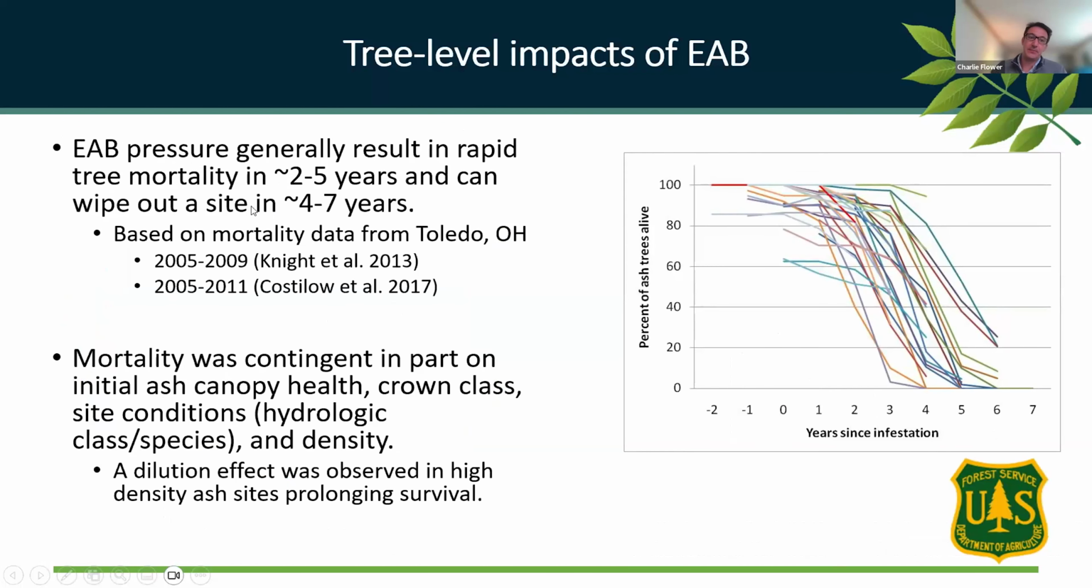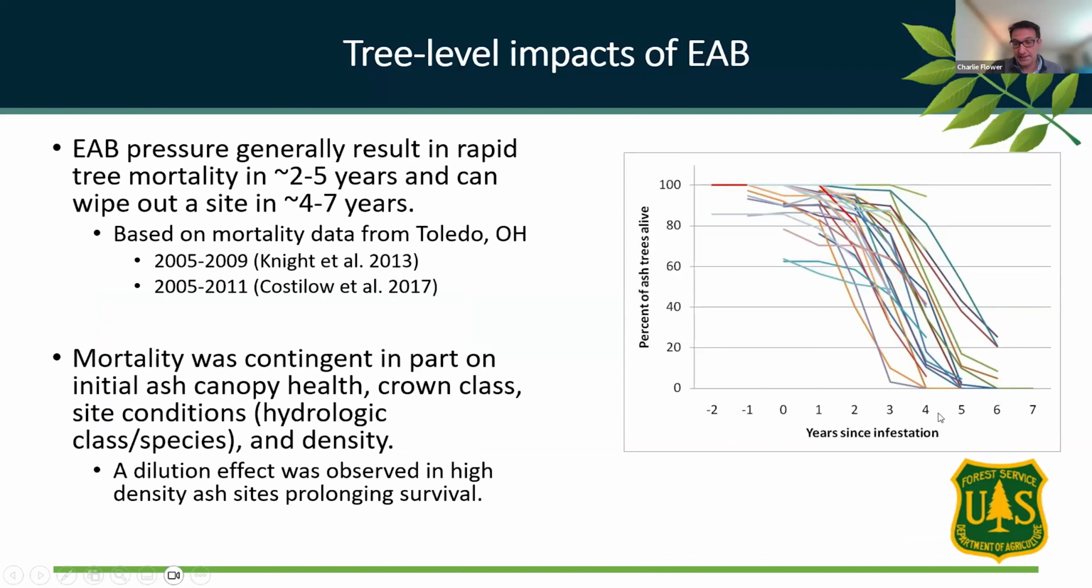EAB pressure generally results in pretty rapid tree mortality. We get trees that die in about 2 to 5 years. This figure on the right is at the stand level. It represents the percent of ash trees that are alive in the stand in the years since infestation.